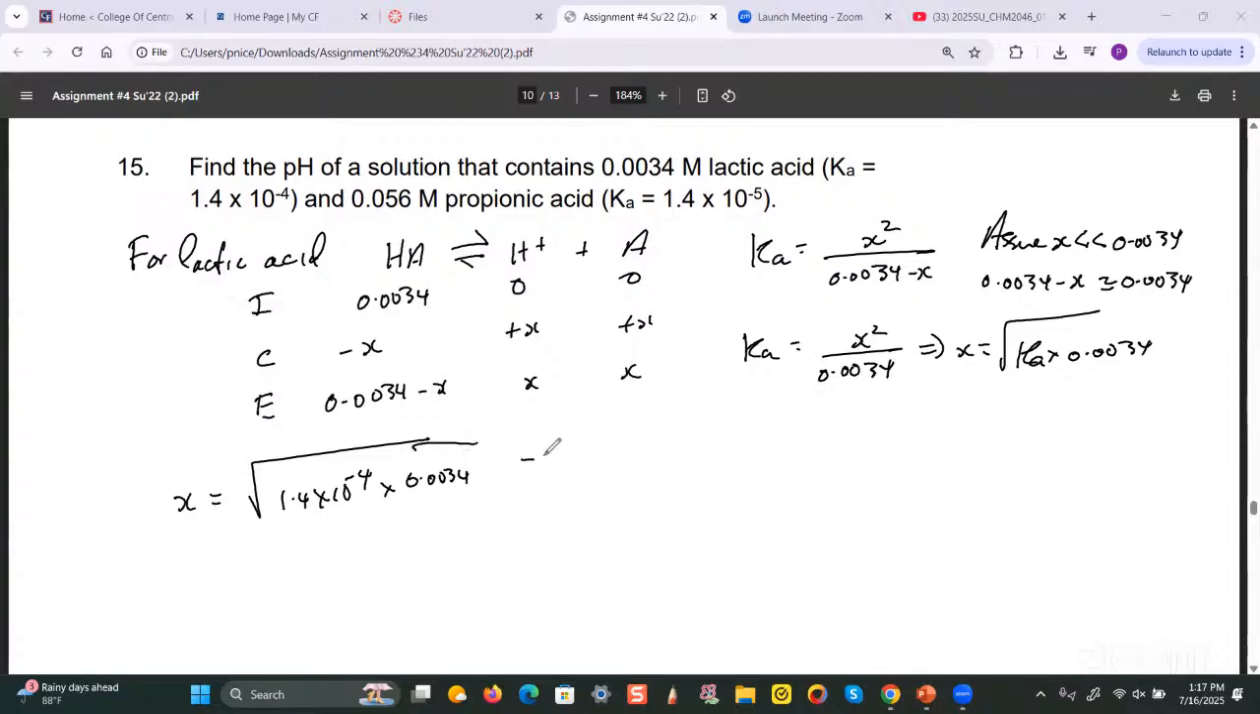And let's see what that gives. 1.4 times 10 to the minus 4 times 0.0034. And then we find the square root. So according to my calculations, the square root of that gives you 6.9 times 10 to the minus 4. All right? So what's the next step?